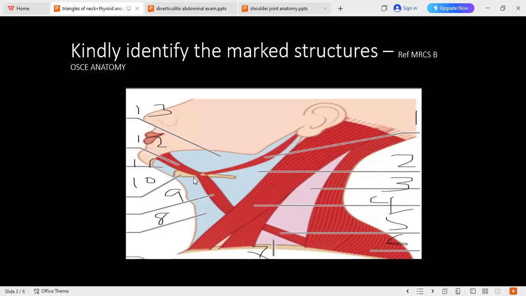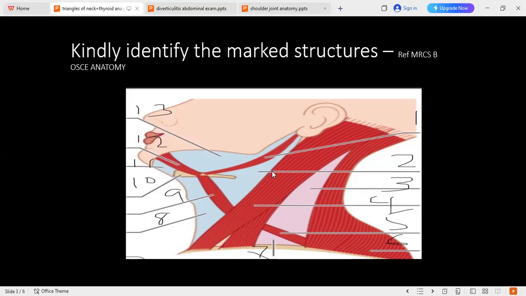This anterior triangle is again divided into how many triangles? Two or three triangles. Okay. Submandibular gland triangle, and this is internal carotid. If you can identify that as well. 13. Right. And which triangle is this? Submental. Very good. And this is 11.